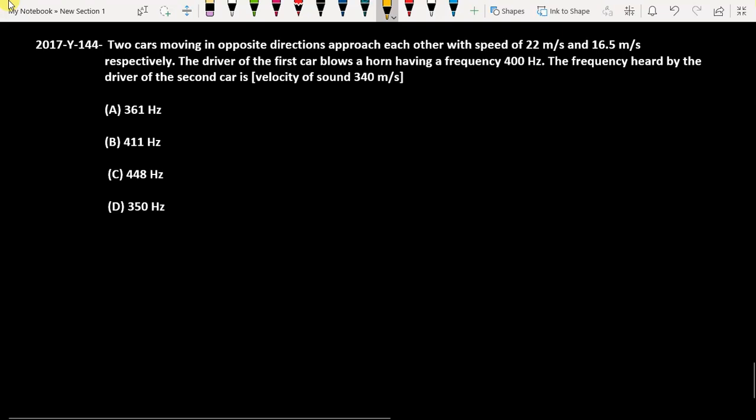Okay, so let me just draw the diagram so that we can understand the situation clearly. Let's say this is car A and this is car B. So car A is moving with a speed VA of 22 meters per second, right? And car B is coming towards A with a speed of 16.5 meters per second, right?